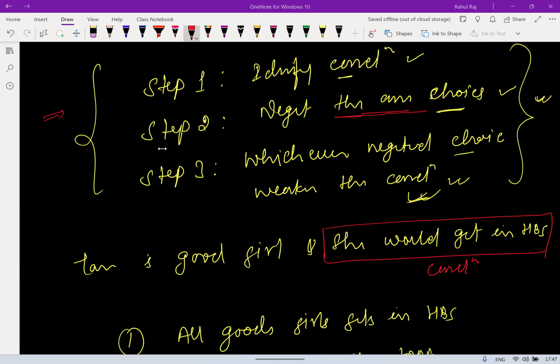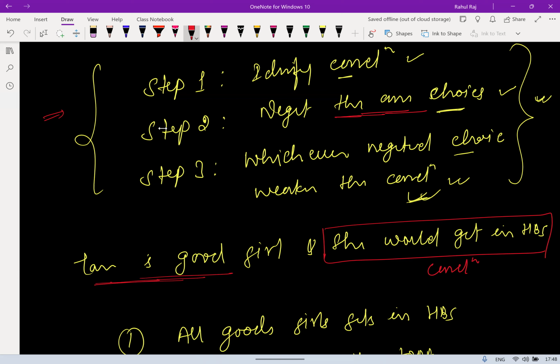I think the conclusion has no relation with Tara is a good girl. No, the conclusion is she would get in. That's absolutely okay. I'm just asking you how do you negate this statement? If I say Tara is a good girl, just negate this statement. Tara is not a good girl. Yes, so the negation of this will not be Tara is a bad girl.